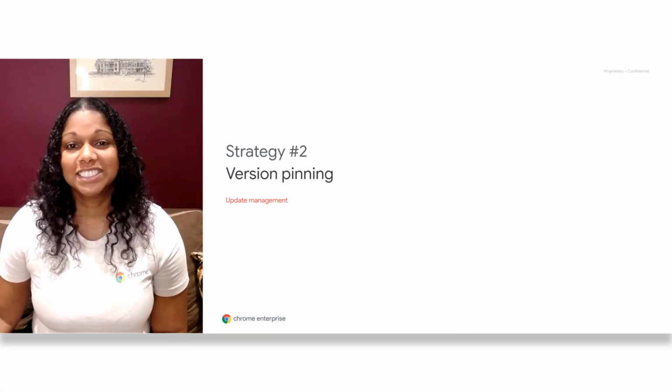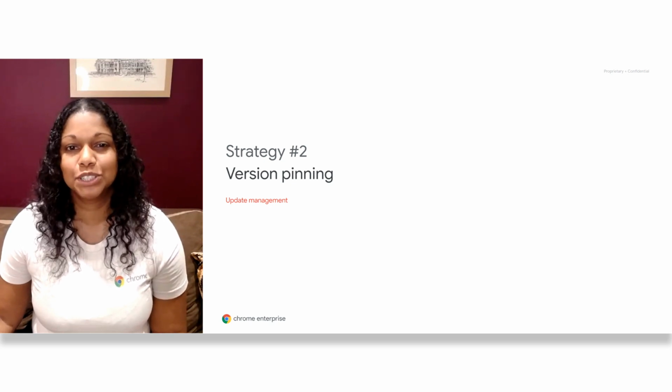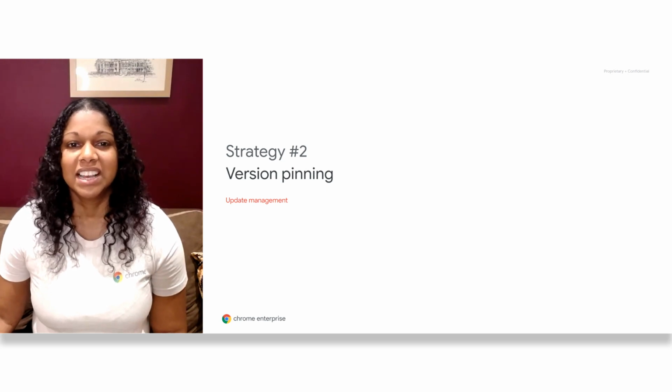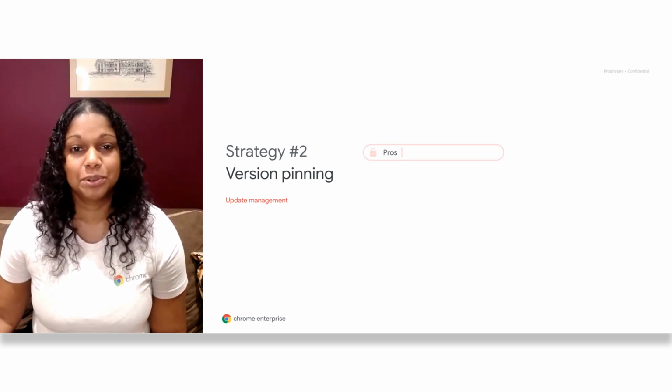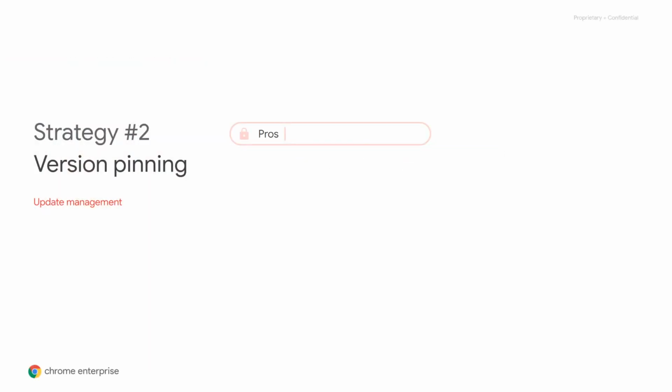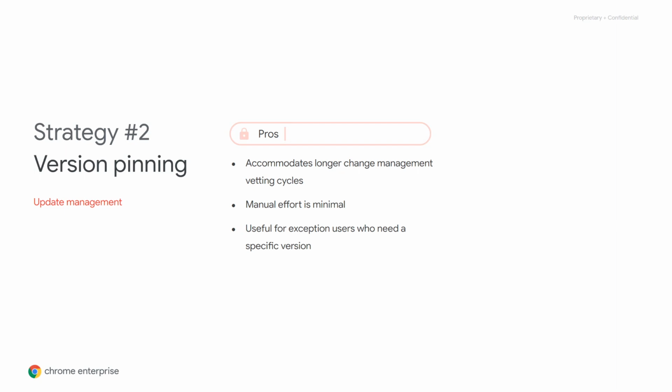Strategy number two centers on version pinning. Most customers who use this strategy are only doing so within specific organizational units. It doesn't have to be an all or nothing approach. Version pinning accommodates change management vetting cycles that take longer than 6 weeks, while still keeping the manual effort associated with updating Chrome to a minimum. This approach can be especially useful for exception users who need a specific version of Chrome. The risk, of course, is that if you pin to an older version of Chrome, that version may lack critical fixes and may not be supported.